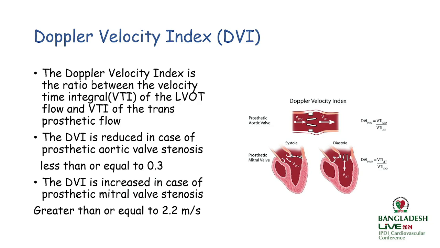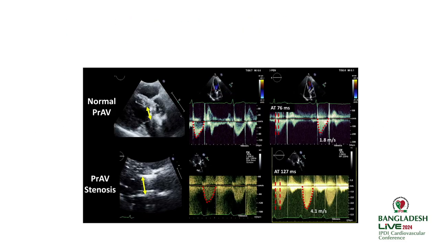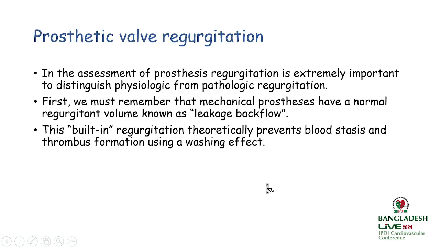Doppler velocity index is the ratio between the velocity time integral of the LVOT flow and VTI of the transprosthetic flow. In case of aortic valve stenosis, it is less than 3 that is significant. And in case of mitral valve stenosis, if it is more than 2.2 meters per second, then it is significant. Contour of the jet velocity signal is important in case of aortic prosthesis. Normally it is a triangular shape. If it becomes globular shape, it indicates stenosis, and if acceleration time is increased, then it indicates stenosis.